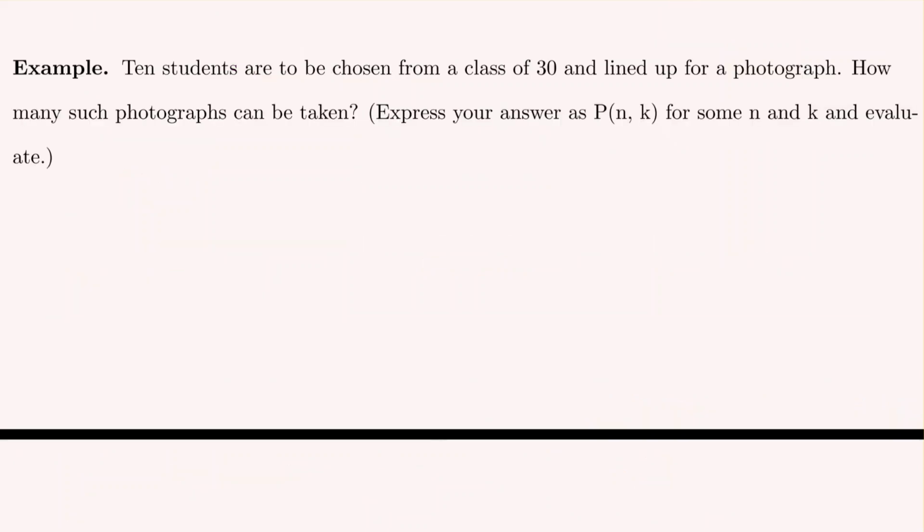Our next example has 10 students are to be chosen from a class of 30 and then lined up for a photograph. How many such photographs can be taken? Now first ask yourself, in this example, does the order that the students line up for the photograph matter? If you had the same 10 students and you changed their order around, would it make a new photograph? And the answer to that is yes, order does matter, because even if I had the same 10 students, if they're in a different orientation, it makes a different photograph. We could visually tell them apart.